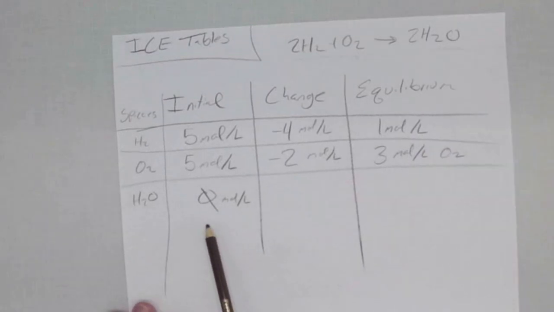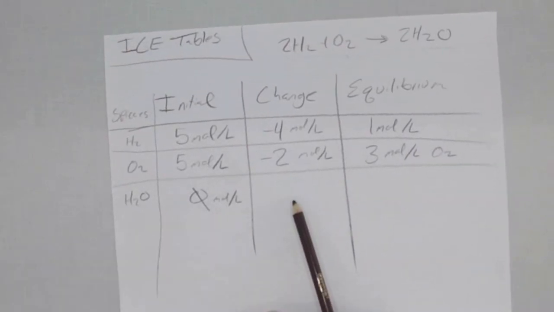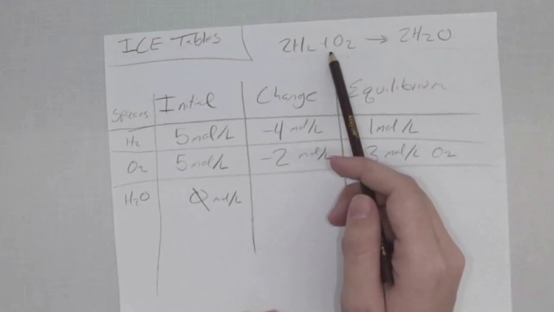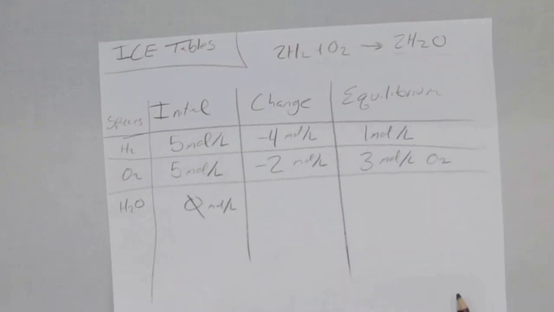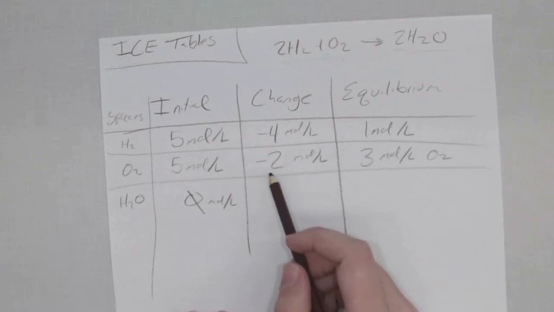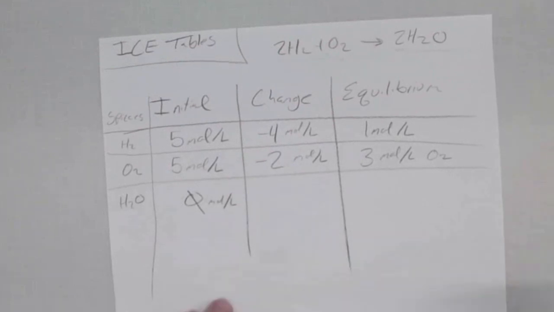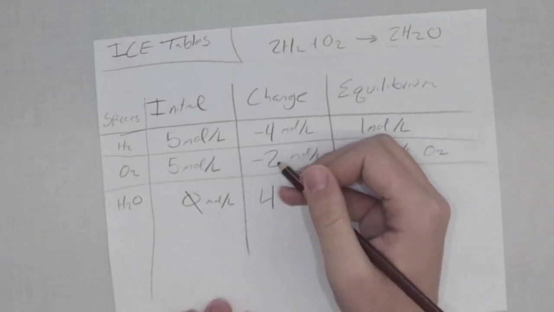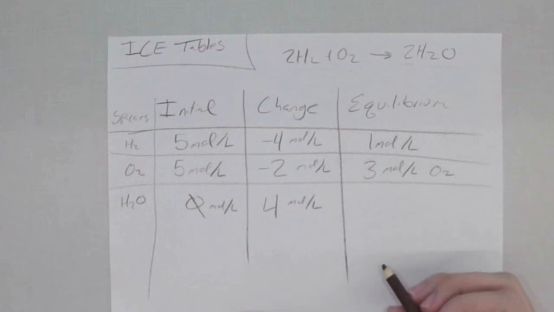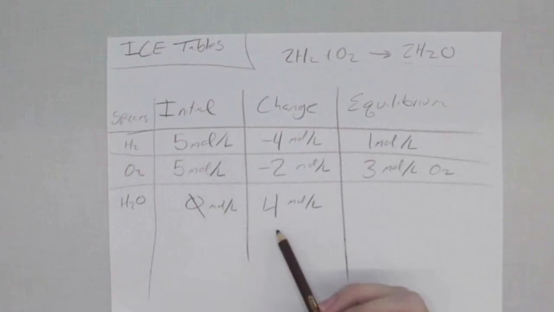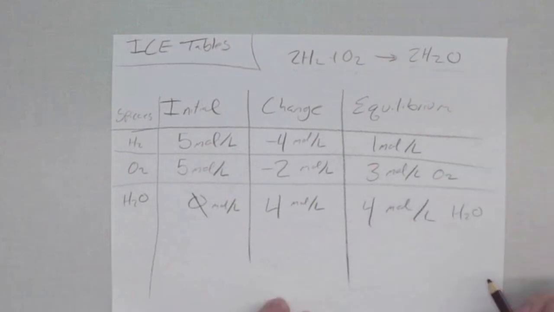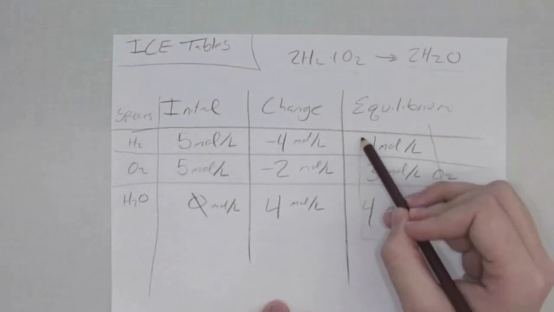Now finally is our water. So we start with 0, but for our change, we once again go back to the chemical equation. We know for every 1 oxygen, we make 2 waters. So since we have -2 oxygen, that means 2 oxygen is consumed. We then know that 4, or 2 doubled, moles per liter of water is created. So that means at equilibrium, we start with 0, we add 4, we end with 4 moles per liter of water. So these are our final equilibrium amounts.